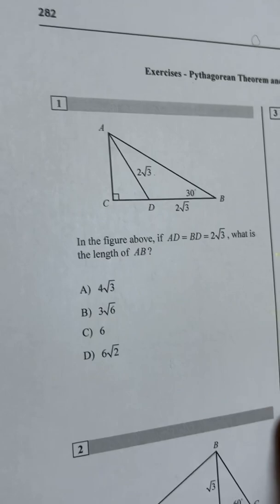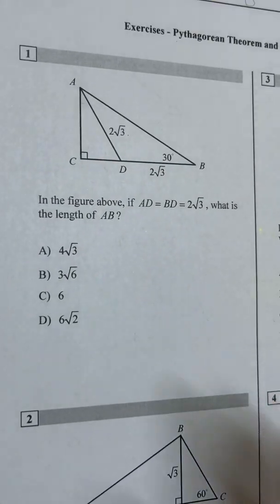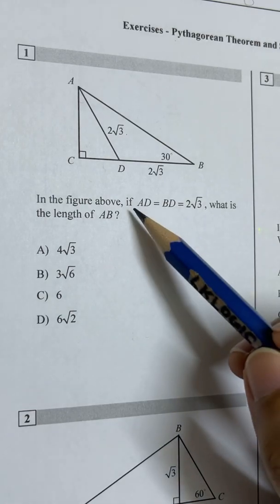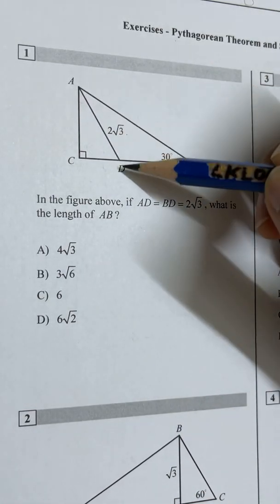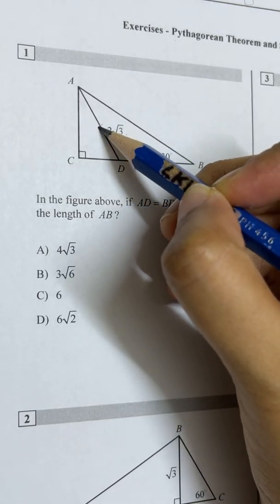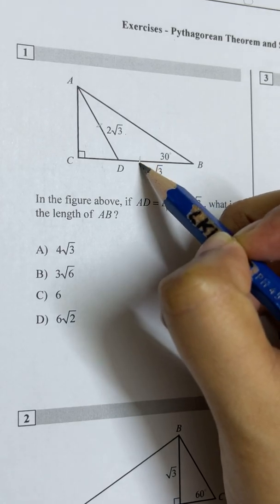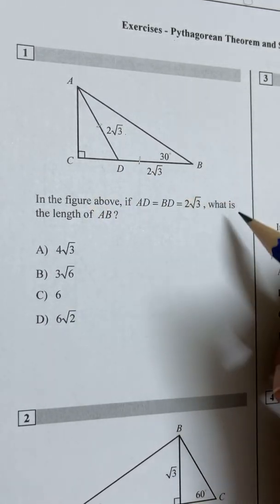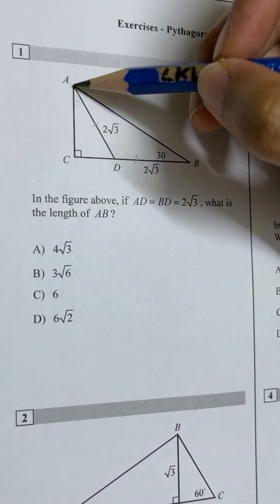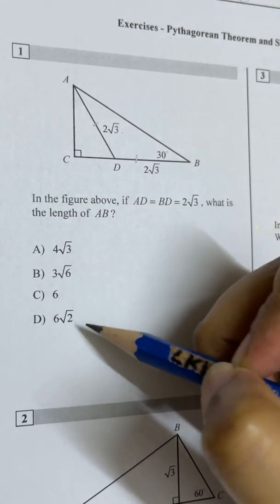So here we have question number 1. In the figure above, if AD equals BD, this is your AD, that's 2 root 3, the length is given to you, is equal to BD, this is the length, so that's 2 root 3, 2 root 3, both are same. What is the length of AB? So this is the length which they are asking us, and they have given you 4 choices.